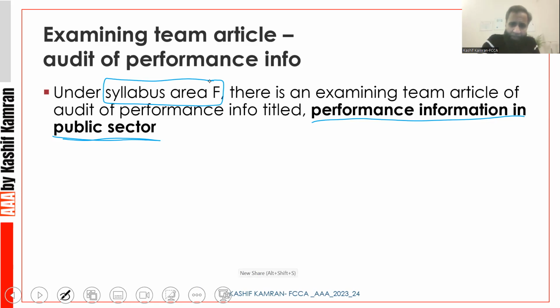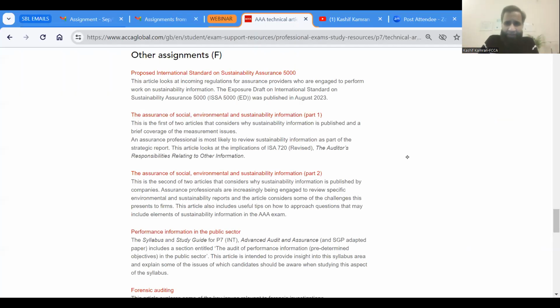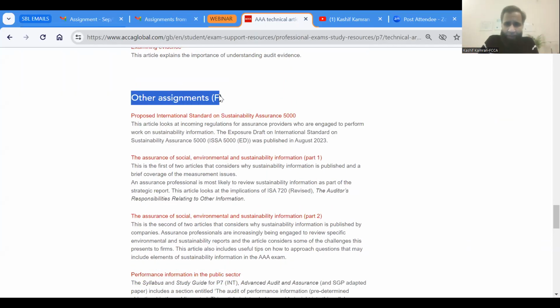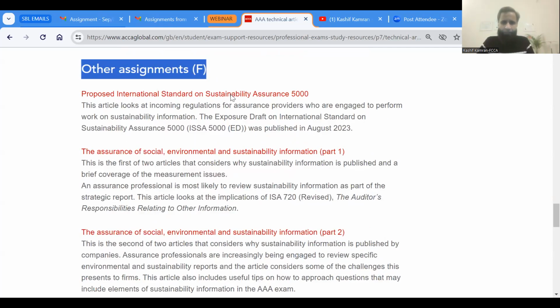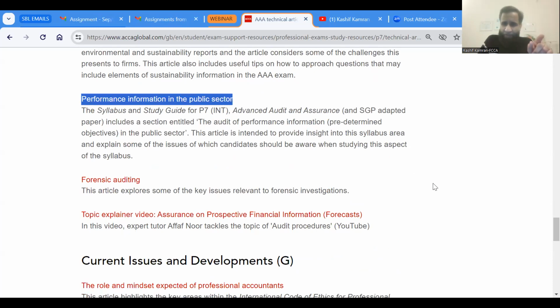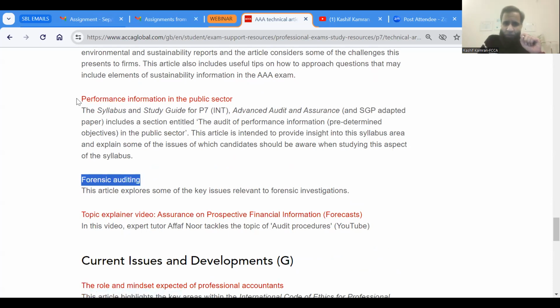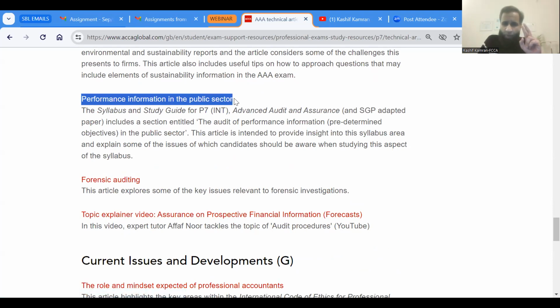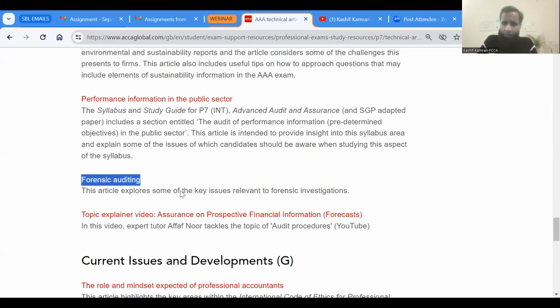Now, just let me show you the article on the website before we move to the very important part of the discussion today. Can you all see the articles for other assignments on your screen now? Everyone, other assignments, right? Now you go down and can you see these two articles here? Performance information in the public sector, the one I was just recommending to you, and then forensic audit. So please ensure you read these two articles. There are two questions on performance information in the public sector, which I've just mentioned to you. And for forensic audit, I've also mentioned the questions.